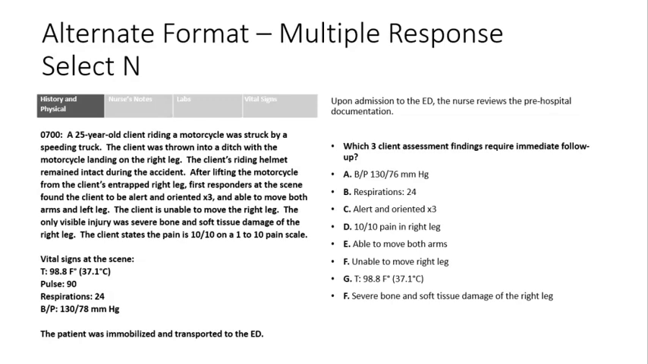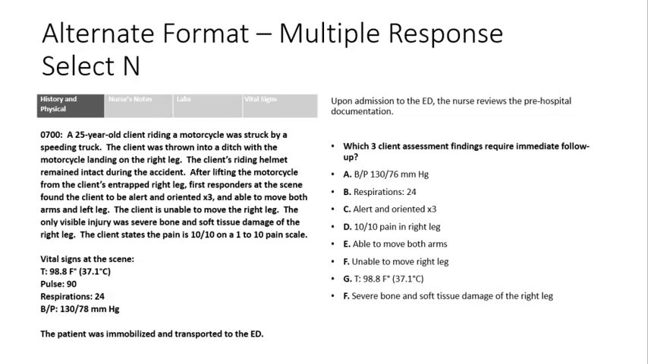So here's an example of a select N NCLEX item type where you get a scenario and it says which 3 client assessment findings require immediate follow-up. So that specifying that you're going to pick 3 answers makes it a select N. No partial credit. This question would be worth 3 points. And for this question, in terms of test taking strategies, you're going to attack it the same way you do a multiple choice question, but instead of picking 1 correct answer, you're going to end up in this scenario with 3 correct answers.